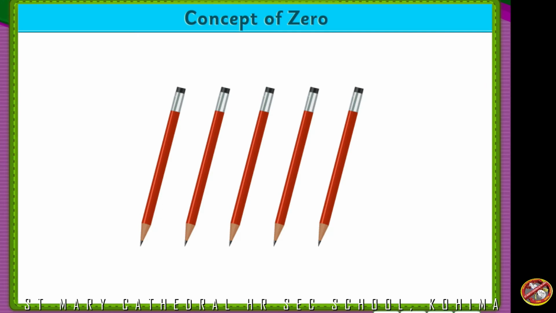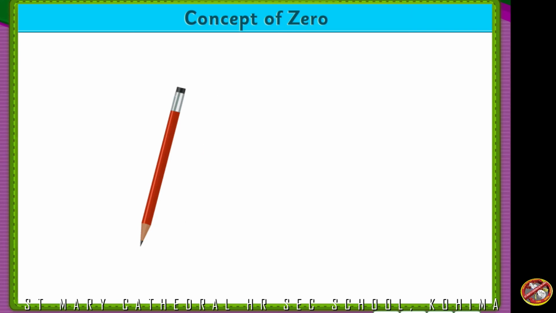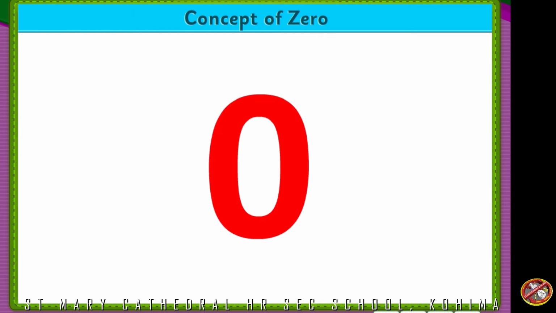Concept of zero. How many pencils are there? How many pencils are there now? 0 pencils. This numeral zero stands for zero. Nothing, none, no more, empty.